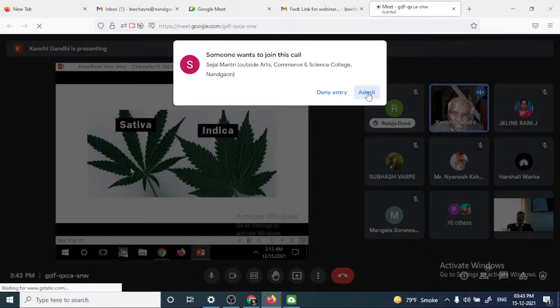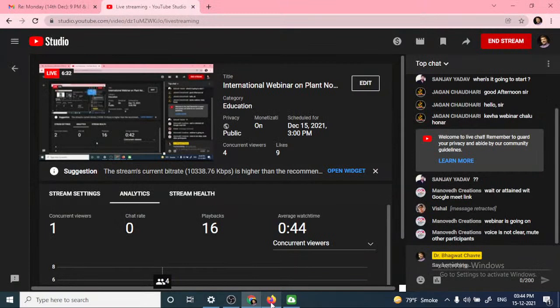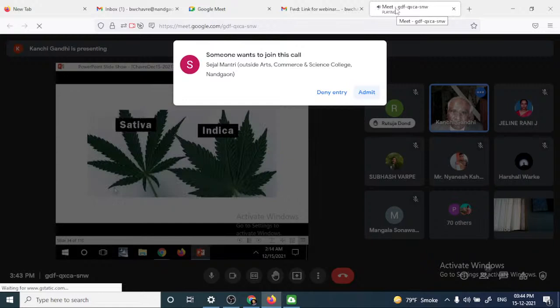The reason I am telling this: in 1972, in New York, USA, they arrested a person, Mitchell Rothbard, and his friends for growing cannabis, which was against the rule at that time. And he pleaded not guilty, mentioning that he was not growing Cannabis indica, but just Cannabis sativa. That is, for ornamental purpose. He was not growing the plant for hallucination.